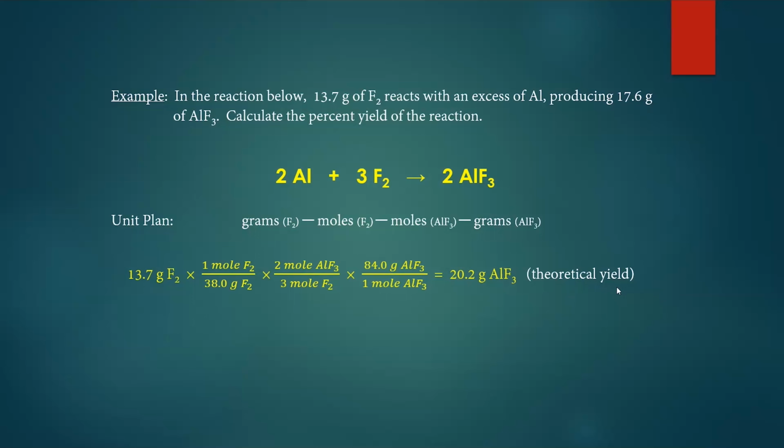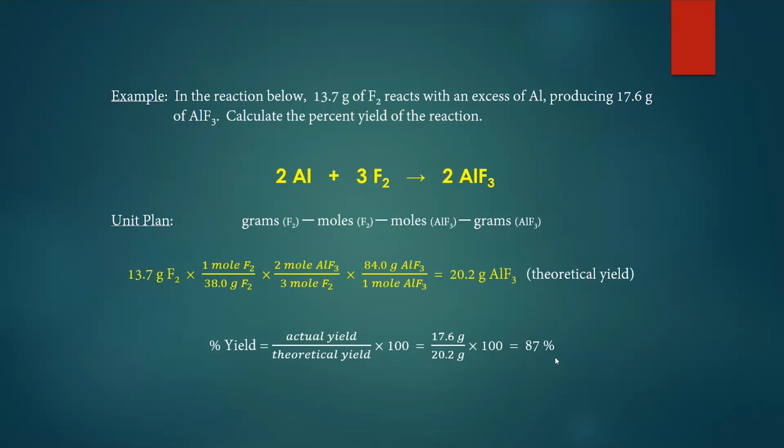So if we want to calculate the percent yield, we need to compare the theoretical yield with the actual yield that was given in the problem. So as we said before, the percent yield is simply obtained by dividing the actual yield by the theoretical yield, multiplying that by 100. So we plug in our two numbers, multiply it by 100, and we get an 87% yield. Is that a good yield?